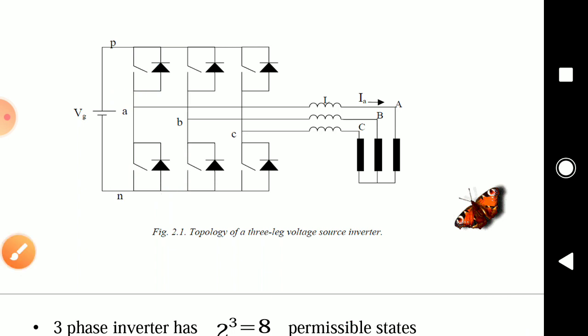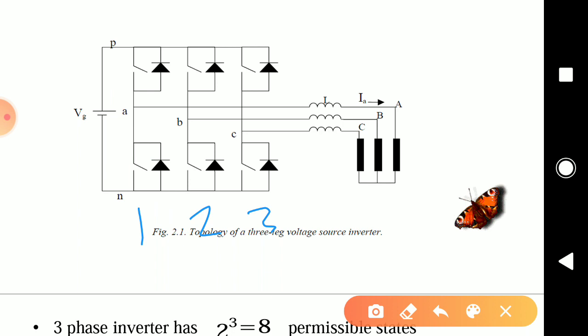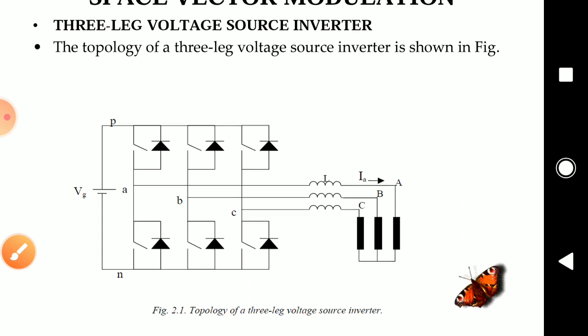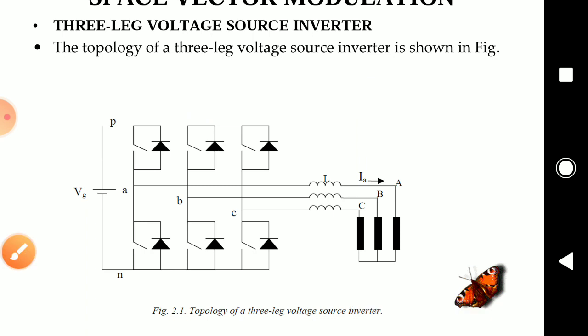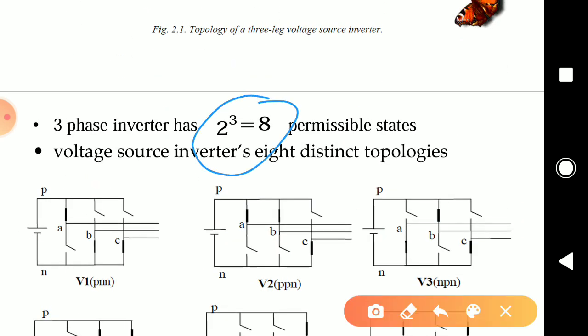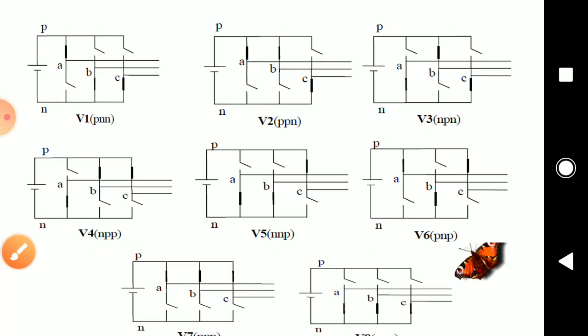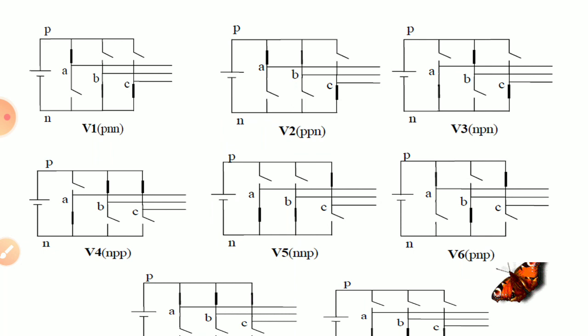One more thing to note is that in this inverter topology you have 3 legs. So for space vector modulation you will have 2 raised to 3, that is 8 states totally. If you had only 2 legs, then you would have 2 raised to 2, that is only 4 states. Over here you have 3 legs, that is why you have 2 raised to 3, that is 8 states, and the 8 states have been noted over here.